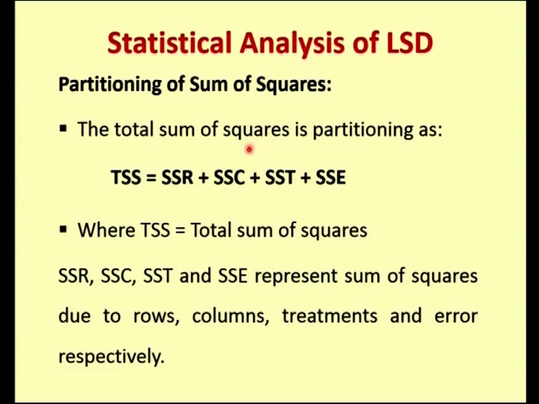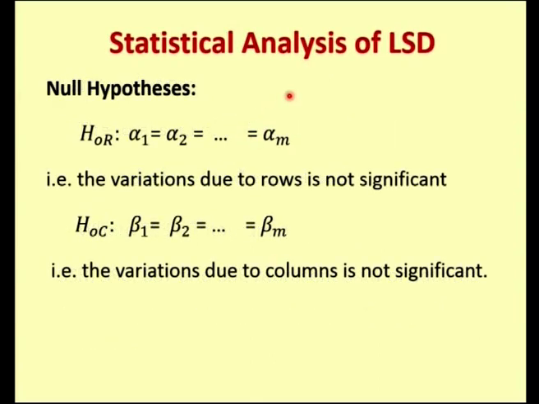And the total variation in the present data, that is the total sum of squares, is partitioned as: total sum of squares is equal to sum of squares due to rows, sum of squares due to columns, sum of squares due to treatments and sum of squares due to errors. And to carry out the analysis, we frame the null hypothesis against a set of alternative hypotheses. Here we have 3 null hypotheses, one for rows, columns and treatments.